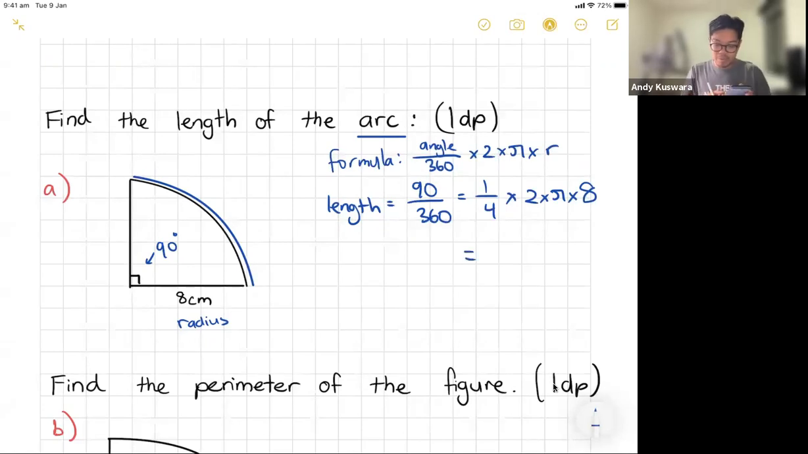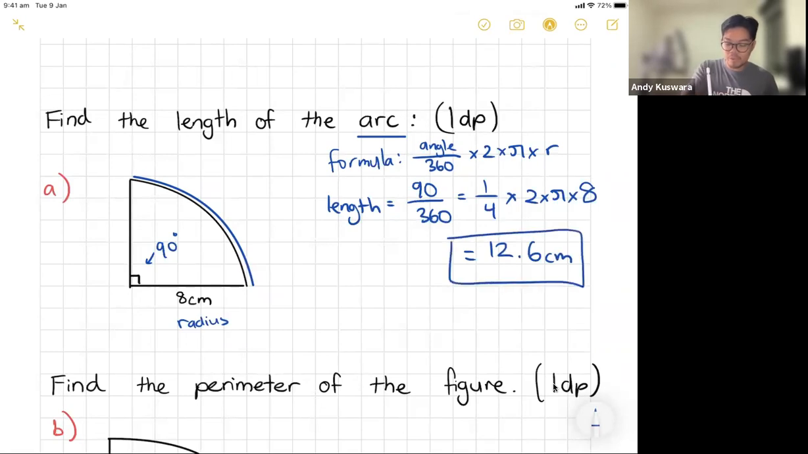So here, I'm going to put that in, and it's going to end up being 12 point, to 1 decimal place, 12.6 centimeters for me. And that there would be your length of just the arc.